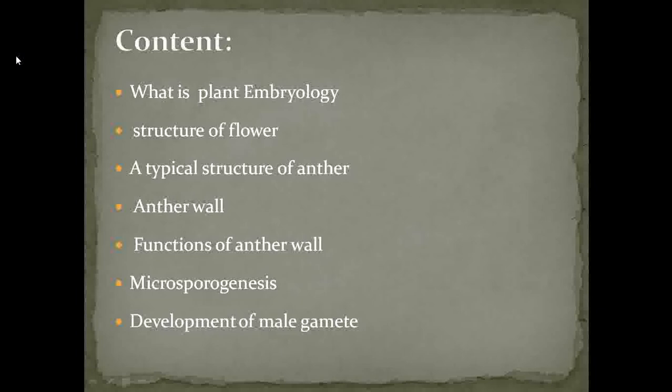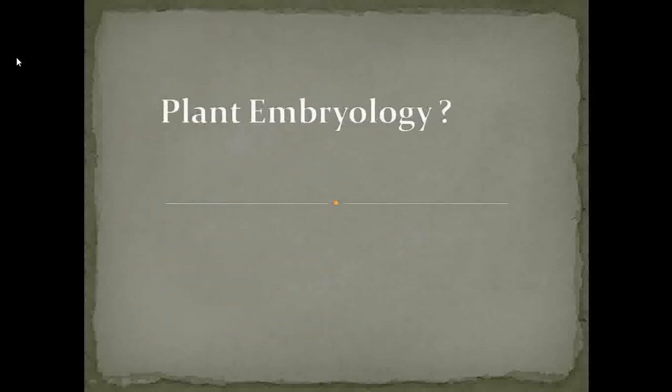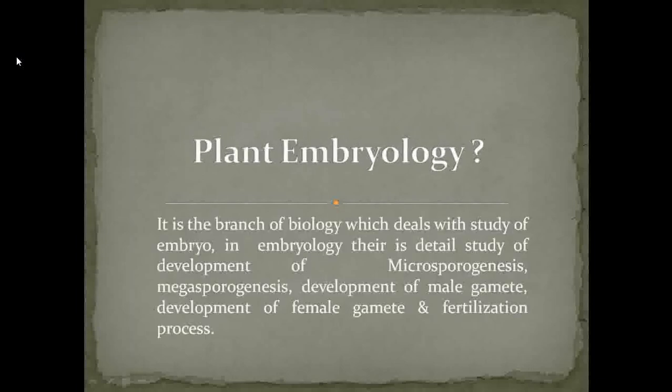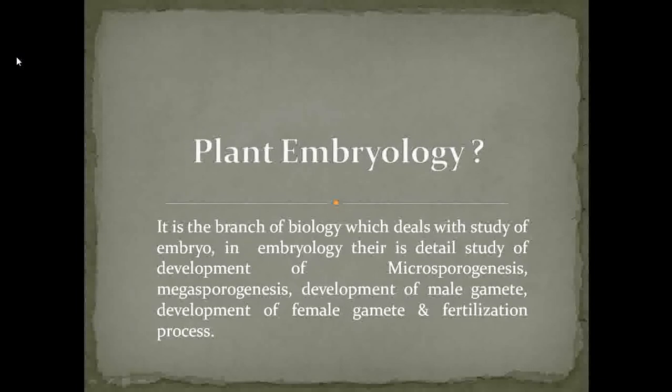So let's see first what plant embryology is. It is a branch of biology which deals with the study of embryology. But embryology not only includes the study of the embryo, it also includes the process of microsporogenesis, megasporogenesis, development of the male gamete, development of the female gamete, and the fertilization process.